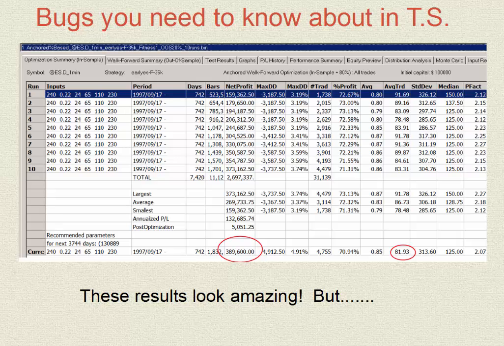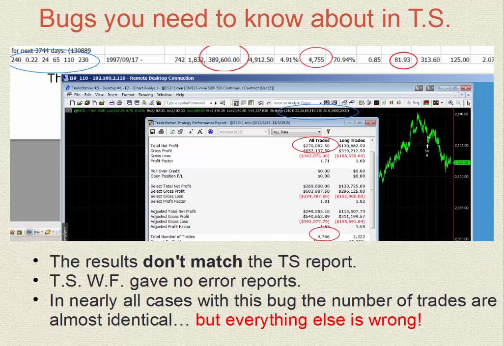But the results don't match what's in the TradeStation report when you apply the parameters. You can see the 240, 0.22, 24, 65, 110, 230. When those are applied back into TradeStation, the results don't remotely match. When you get this bug, however, you'll find that the number of trades, which you can see 4755 from the WFO up the top, and 4766 in the TradeStation report, the numbers are nearly always the same, but all the other metrics are completely wrong. Note that this problem occurred with only a 3 GB file and no error messages whatsoever.